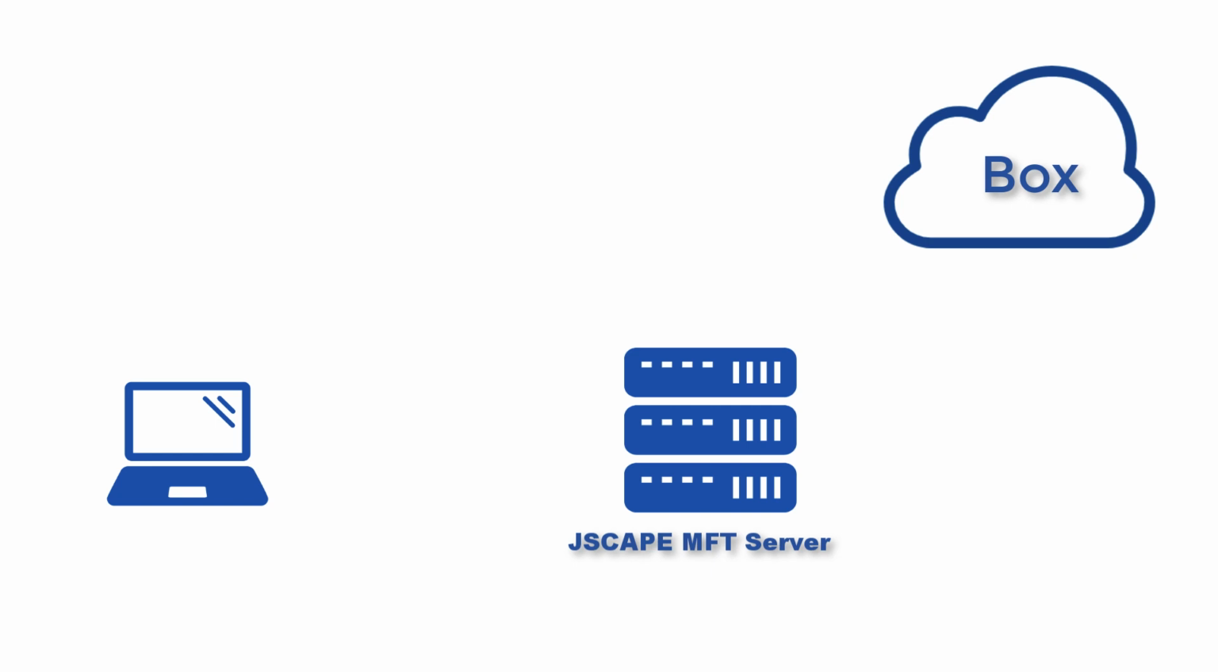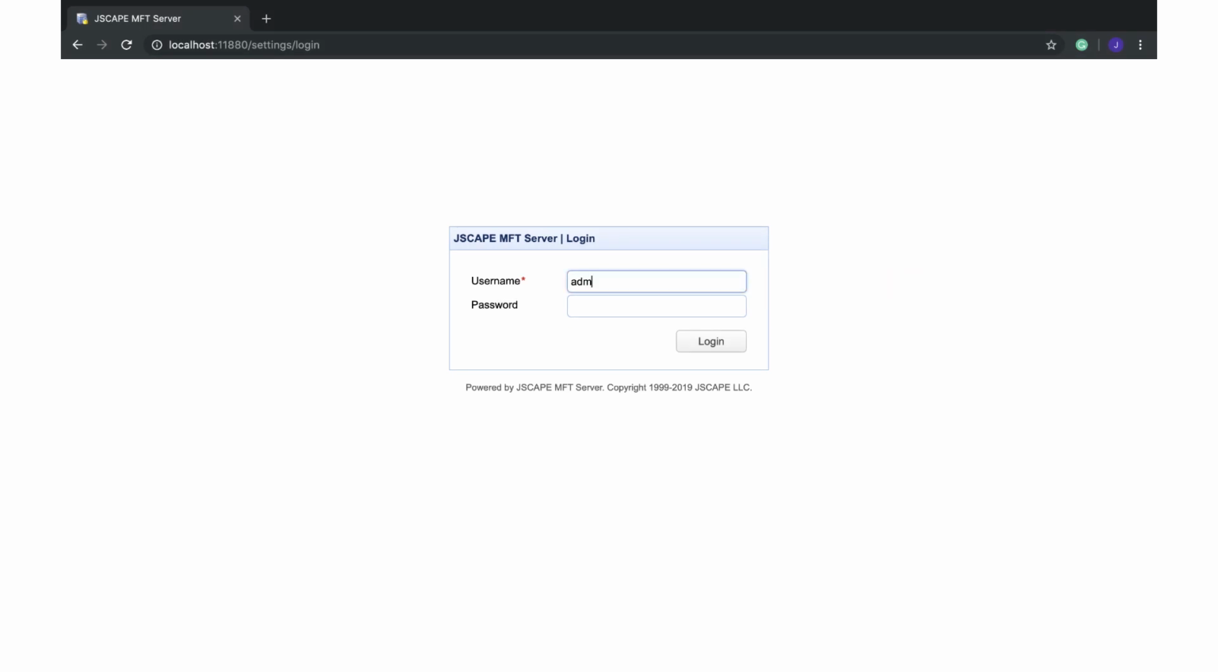I'm going to assume you already have a Box service account and have generated a JSON file that contains your Box service account private key. You will need this file to authenticate with Box. Alright, let me walk you through the steps now.